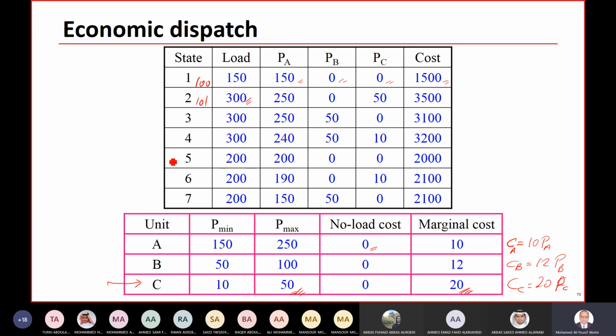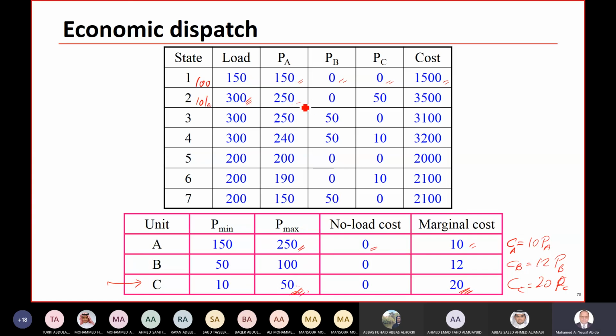So how to distribute this load? Of course machine A is $10 per megawatt hour, so you will make the maximum power output of that machine. The maximum of that machine is 250. And the remaining 50 will be in machine number 3. So 250 and 50 are the output powers to cover the load, which is 300.